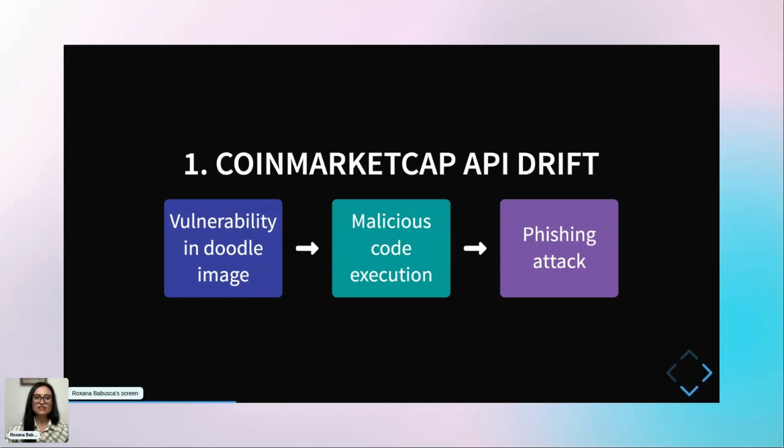But the incident highlighted the risks associated with API drift and relying on third-party APIs without proper validation and monitoring. Having said this, API drift is a real threat. Developers should not assume that a third-party API will always behave as expected. It's a good practice to review and test third-party APIs to ensure they haven't changed in ways that could introduce vulnerabilities. For this, a developer can use Postman to simulate calls or write unit tests using Jest or any other testing framework to ensure API integrations behave as expected.